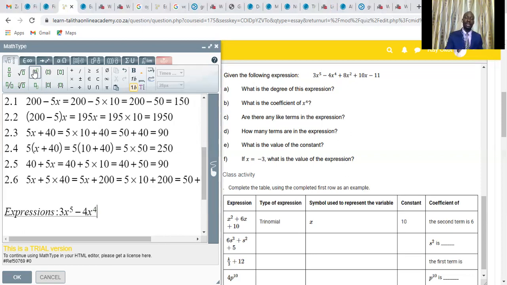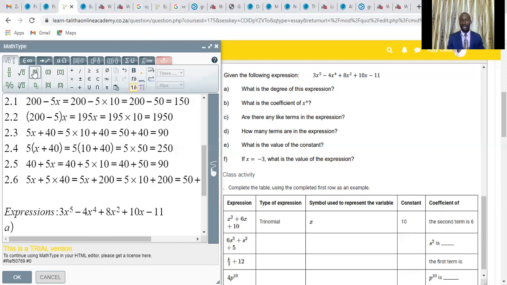Then the next thing that we have is 8x squared. We also have 10x, and finally, we have 11. We can go ahead to answer these questions. Given here is question 1: what is the degree of this expression?